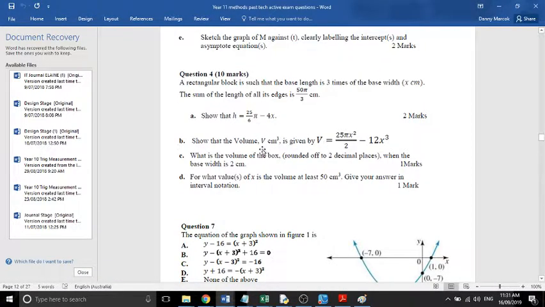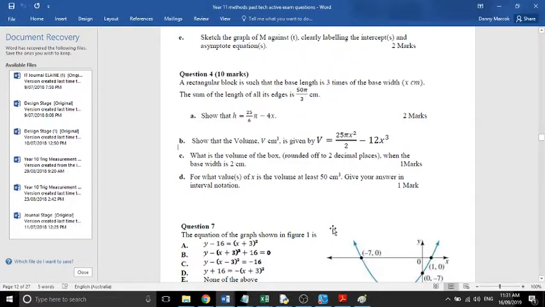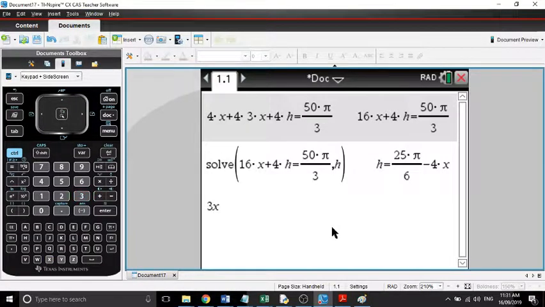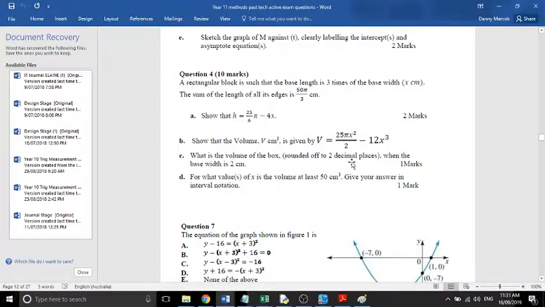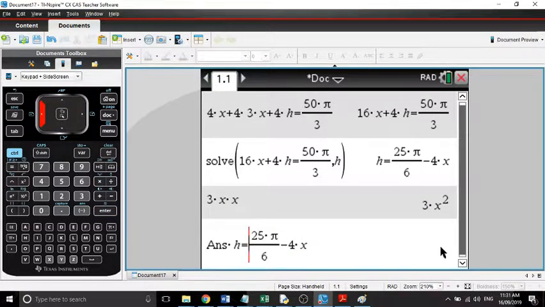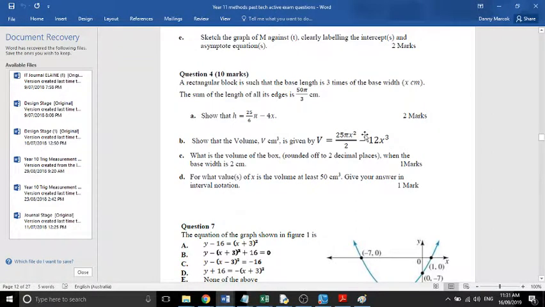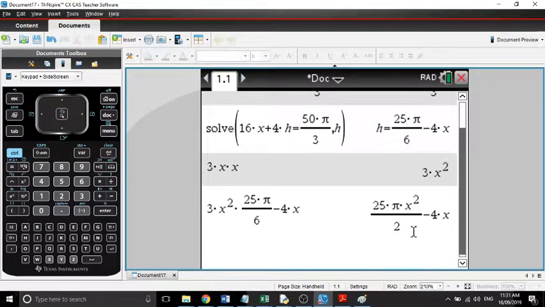Show that the volume is given by this. So volume equals the area of the base times the height. So now the area of the base is 3x times x. We end up with 3x squared, and we have to multiply by the height. So we're going to say that times our height gives us that, which is what we end up with, or not quite, 25 pi squared x over 2 minus 12x cubed, because we've got to multiply the whole thing.